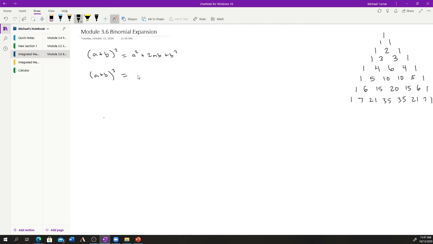So if I had (a plus b) cubed, my a is going to start at 3 and it's going to go down from 2 to 1 to nothing. And my b term likewise is going to go, but it's going to go in the opposite direction. So I start with 0, and then b to the 1st power, and then b squared, and then b cubed.